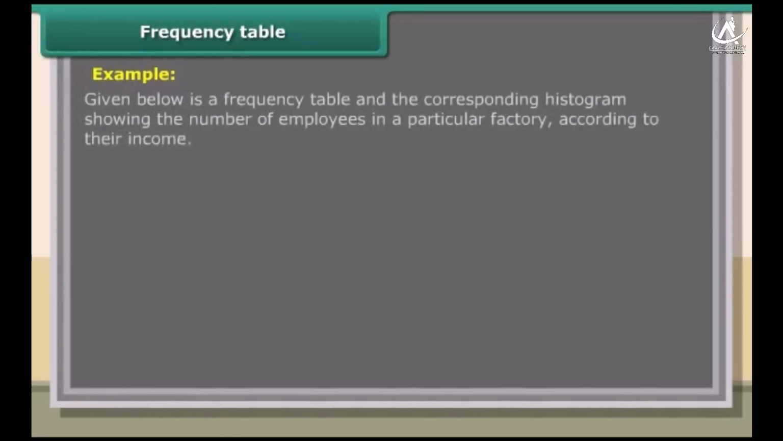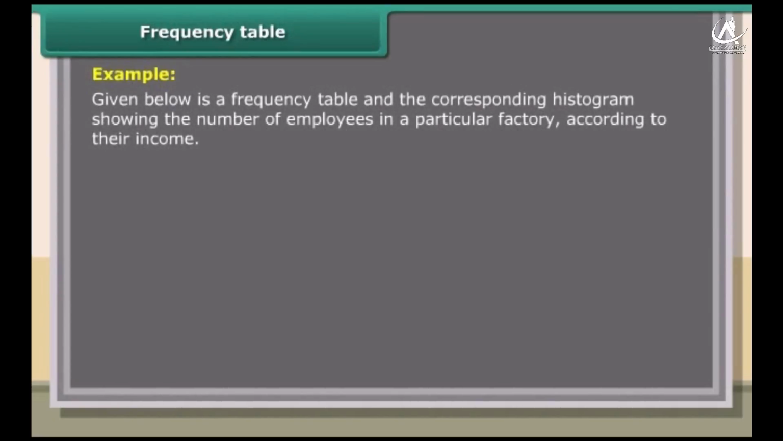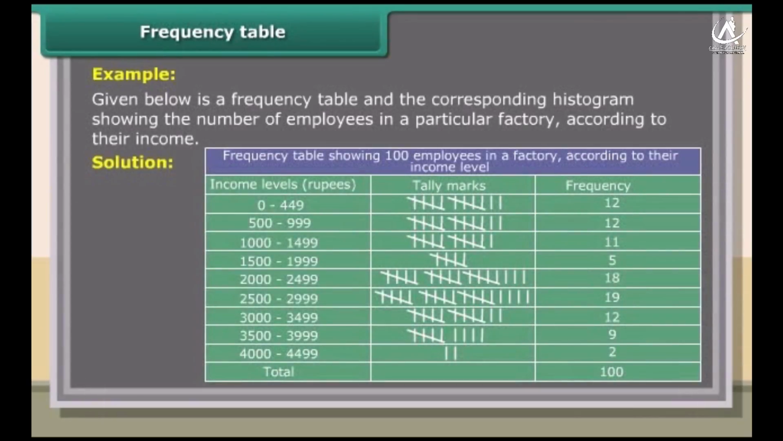Example. Given below is a frequency table and the corresponding histogram showing the number of employees in a particular factory according to their income. Solution. Frequency table showing 100 employees in a factory according to their income level.